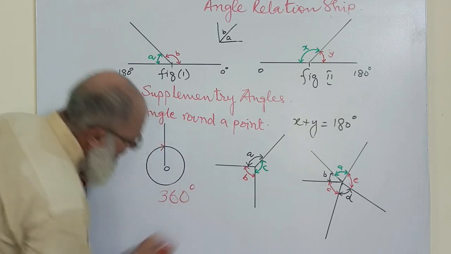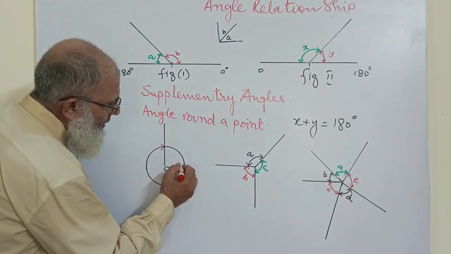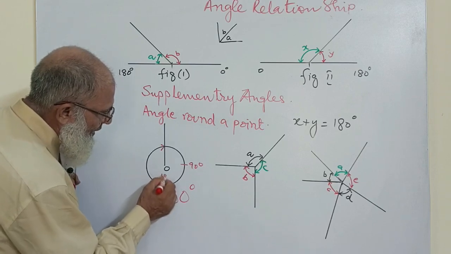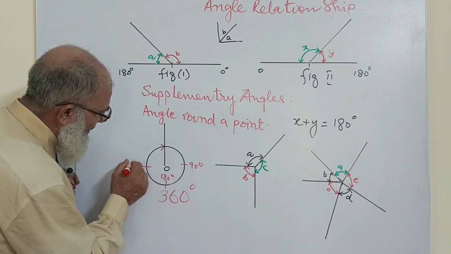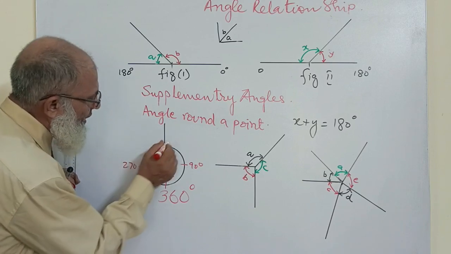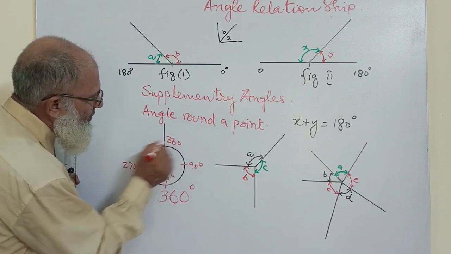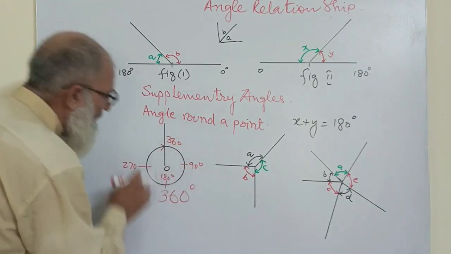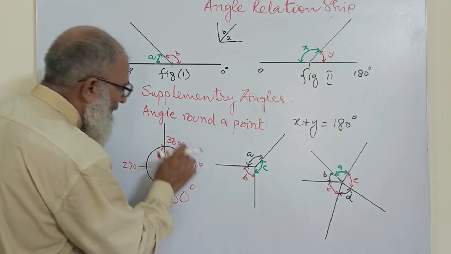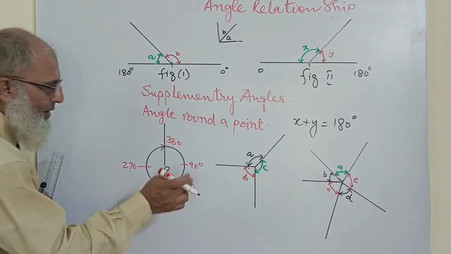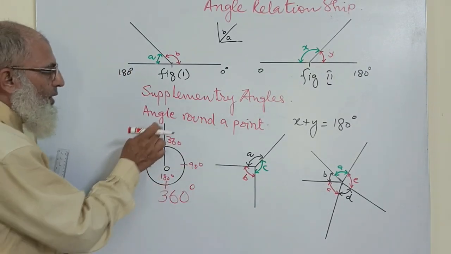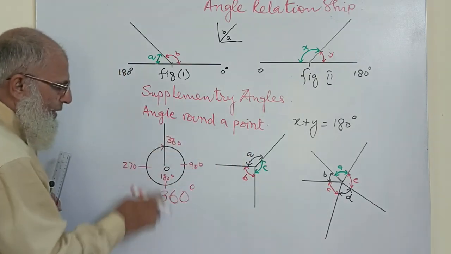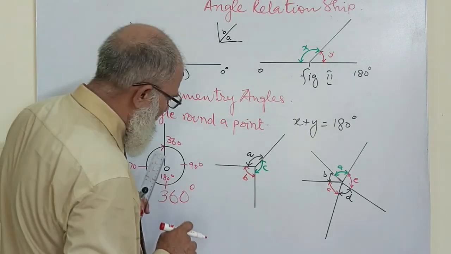It is 360 degrees because it has traveled 90 degrees over here, 180 degrees over here, 270 degrees, and finally 360 degrees. So it has covered one complete revolution by covering 360 degrees. So this angle round a point is called one revolution, or the angle is 360 degrees.